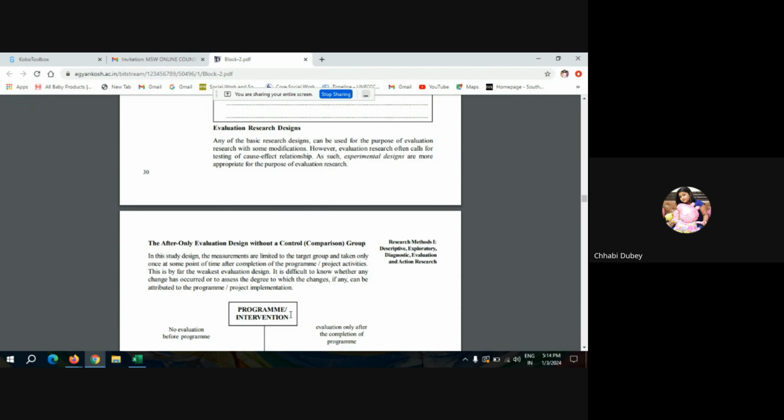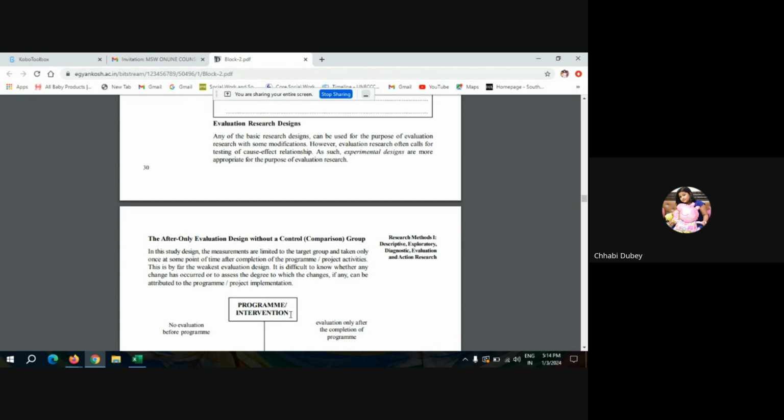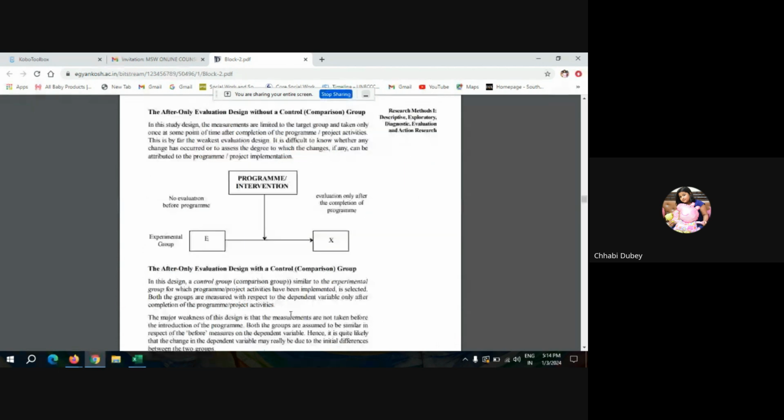It is of course a very weak evaluation design, and it is difficult to know whether any change has occurred or to assess the degree to which the changes can be attributed to the program or project implementation, and that is why we find that this is one of the weakest evaluation designs. So here we are evaluating only after the completion of the program. There is just an experimental group, there is no comparison group, so we do not know the situation before the program.